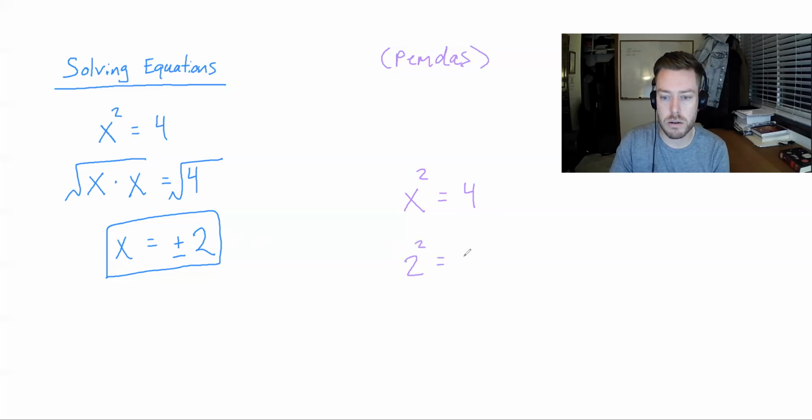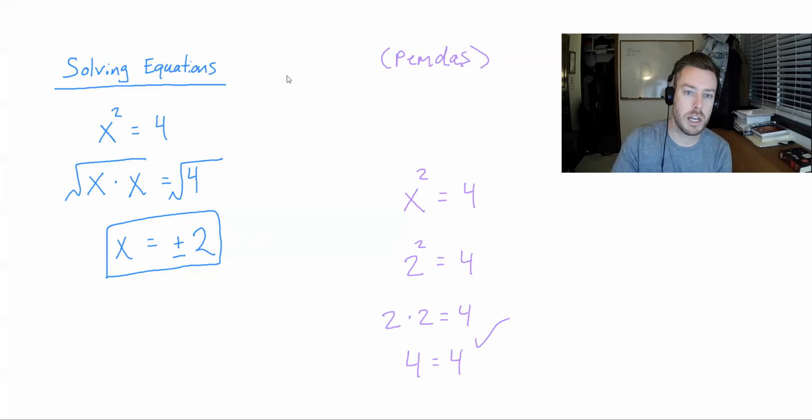2 squared is equal to 4. Well, I know that squaring means I'm taking whatever it is and I'm going to multiply it again. So this means that 2 times 2 is equal to 4. And we know that 2 times 2 is equal to 4. So 4 is equal to 4. So this one checks out. Cool. Let me do this again.